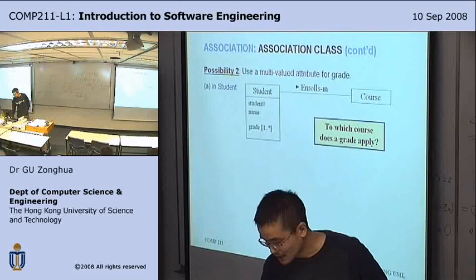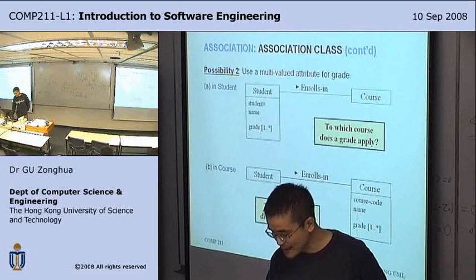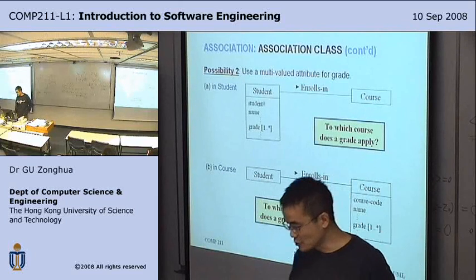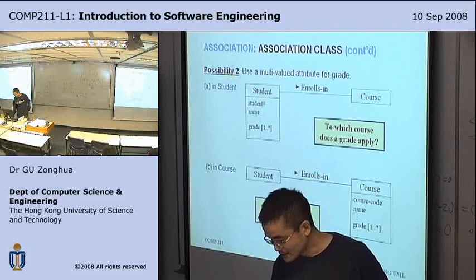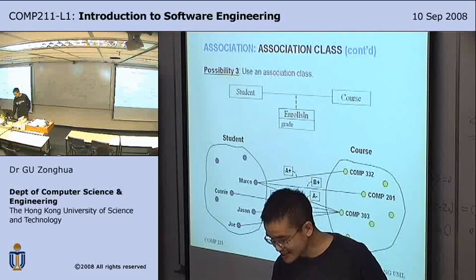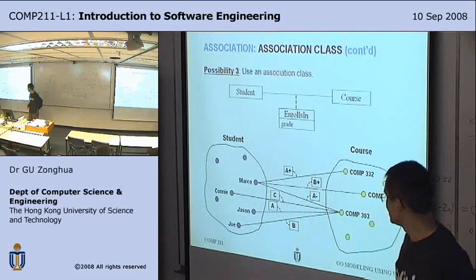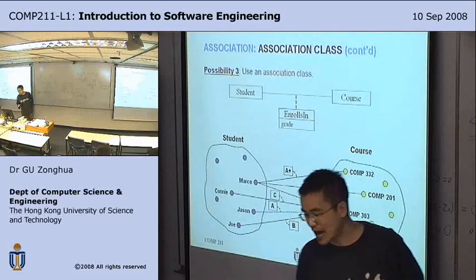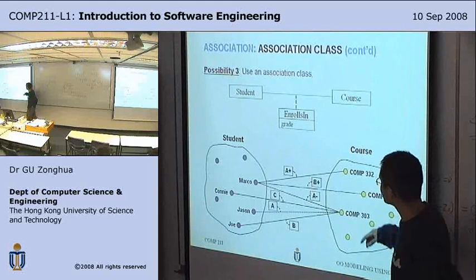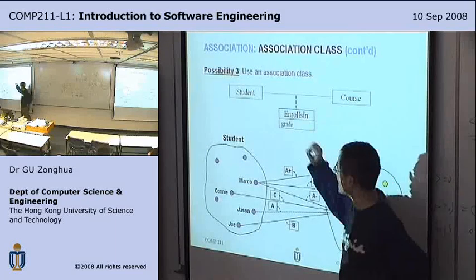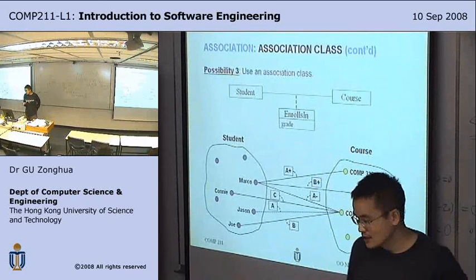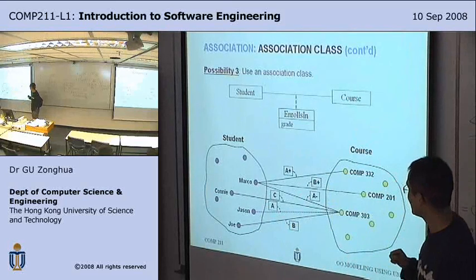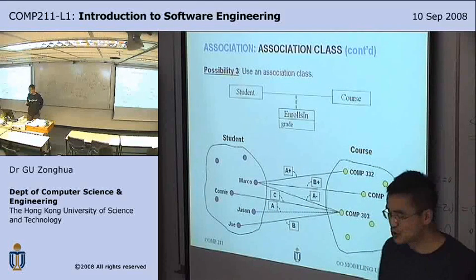So if you put them in the course, again you have the same problem. Whose grade is it? So here's the solution. The right solution is to have an association class as a separate class connected to the association by a dotted line, not a solid line. So this class is not independent from the other student and course classes.